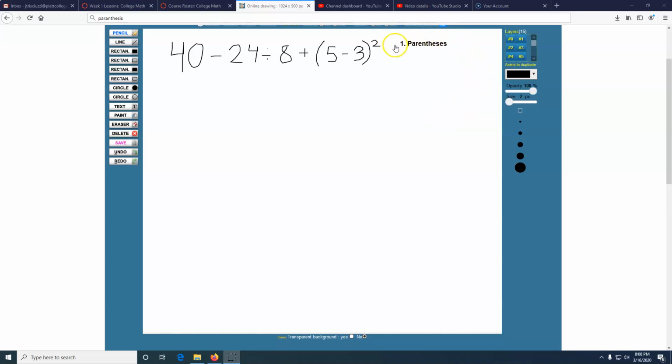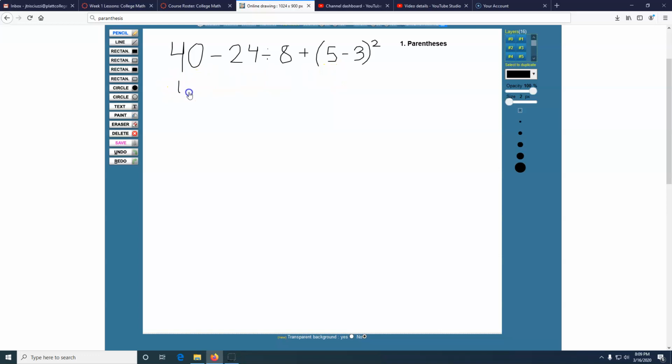The first rule is parentheses. What that means is that if there's anything that's inside parentheses, you have to do as much as you can inside before you do anything else. So in this case, we do have a set of parentheses. So the very first thing that we have to do is actually do this 5 minus 3. So we're going to go ahead and do that. And only that. And that's key here. You don't want to skip any steps. You have to do it in order.